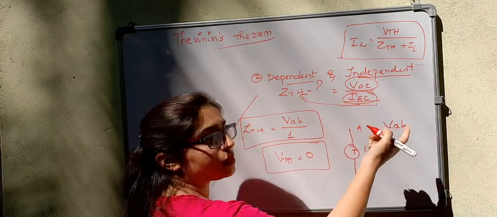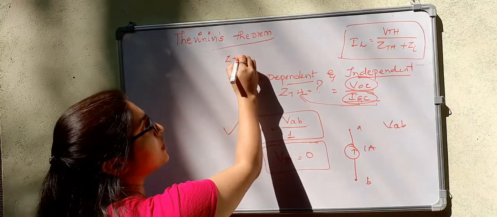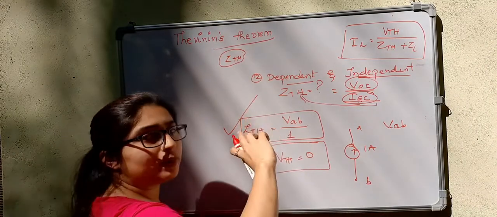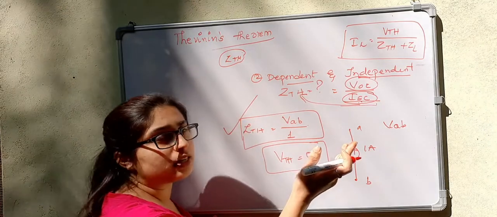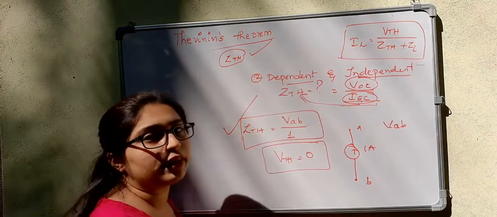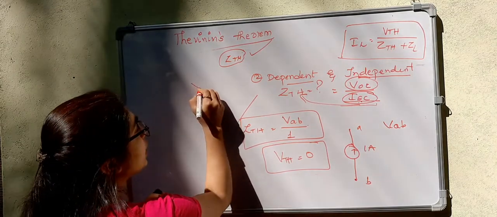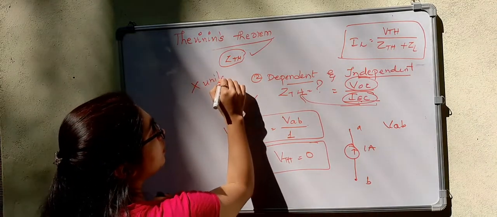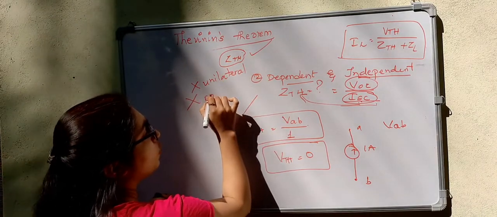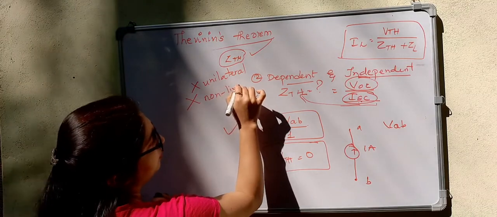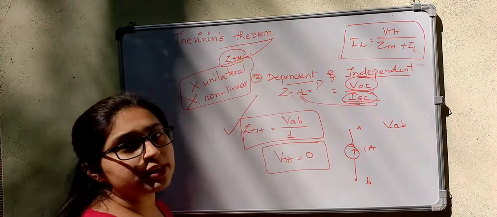This is when it consists of both the dependent and the independent sources. And the first one, that was ZTH by short circuiting the voltage sources and open circuiting the current sources, was only when it consisted of independent sources. And this is not applicable for a unilateral network, and it is not applicable for a non-linear network. These are the limitations of Thevenin's theorem.